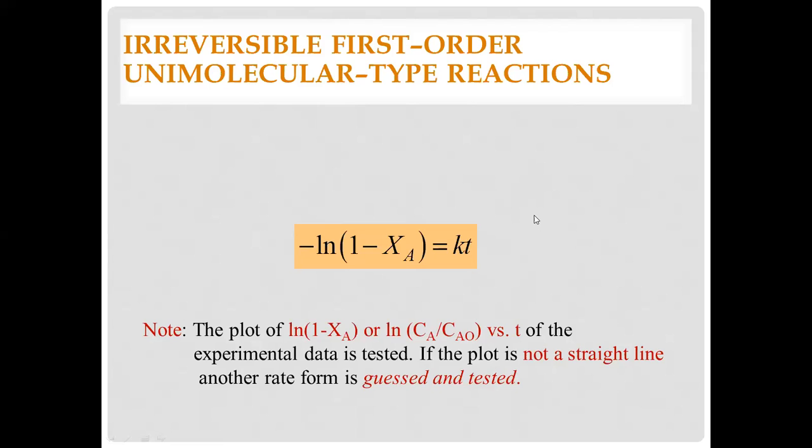I'm not sure, Miss, but I'll try. Maybe it asks you to plot ln(1 minus XA) versus t, or ln(CA over CAO) versus t, so you'll know if it's a straight line or not. So the problem is going to provide you the XA, right? Yes, Miss. And the problem is also going to provide you the CA and the CAO. Then you just plot the value of ln(1 minus XA) or ln(CA over CAO) versus t. Is that what you mean?